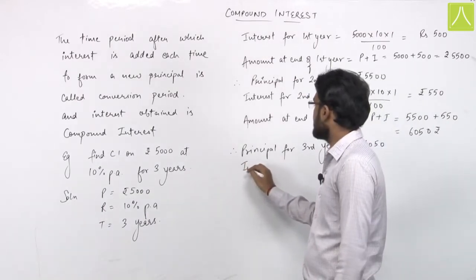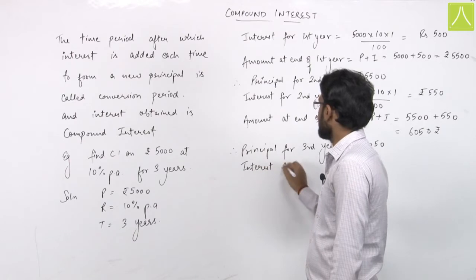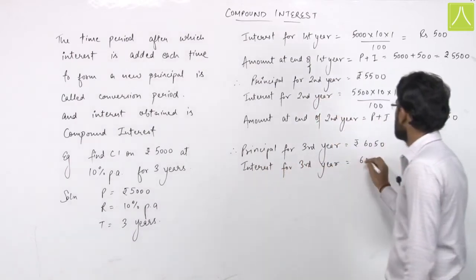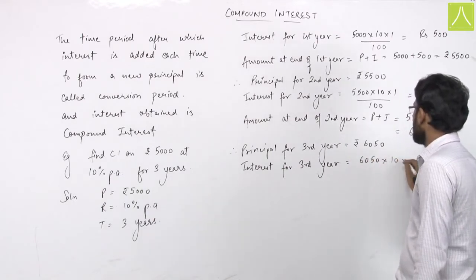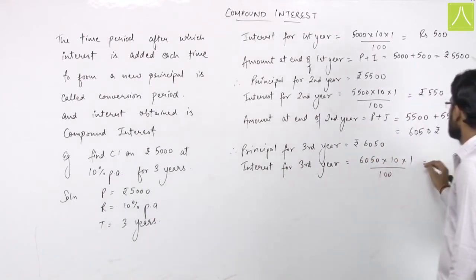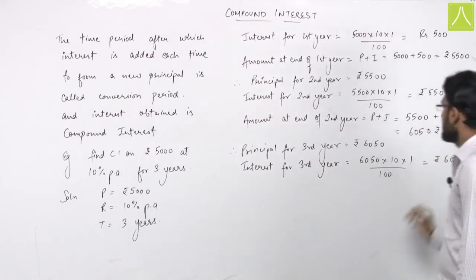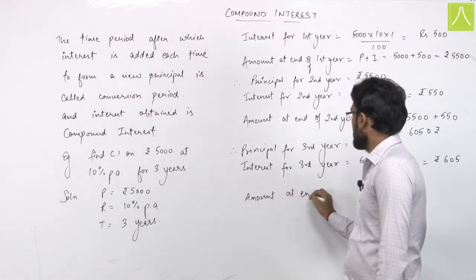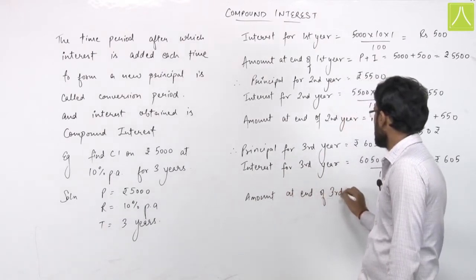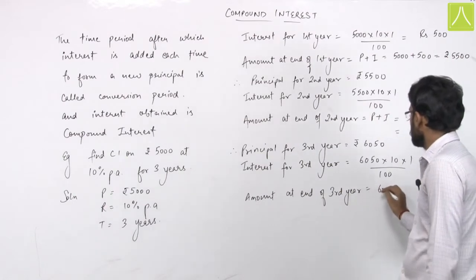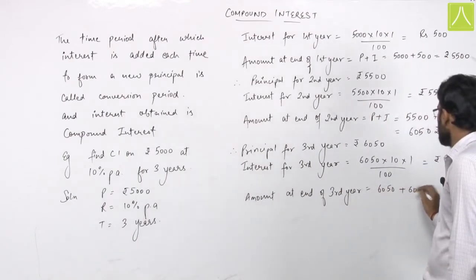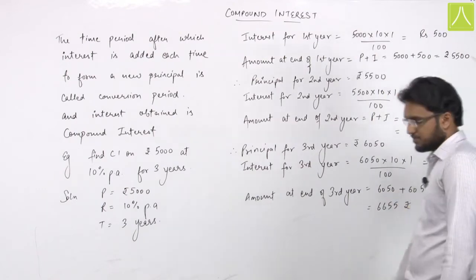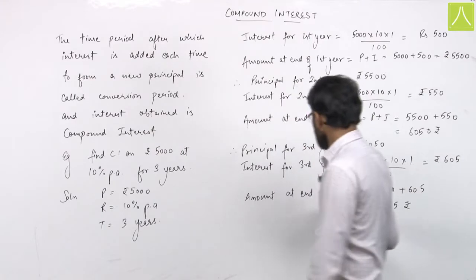Now again calculating the interest for the third year. Interest for the third year is equal to the principal into rate into time divided by 100, which is equal to rupees 605. Calculating the amount at the end of the third year, which is equal to the principal plus the interest, which is equal to 6,655 rupees. Now this is the amount at the end of the third year.